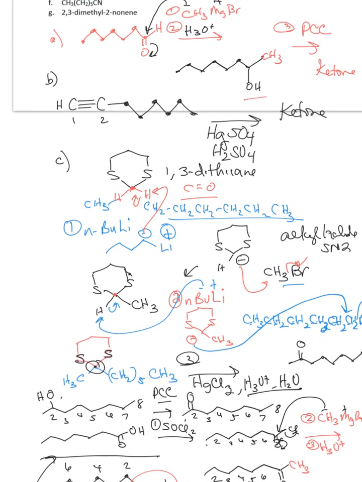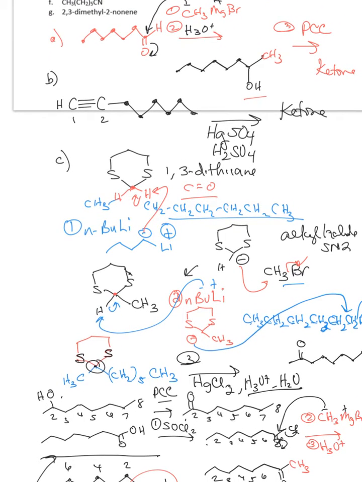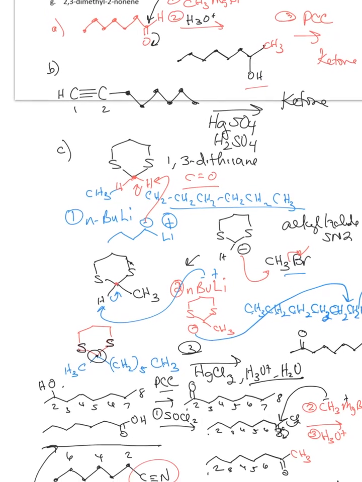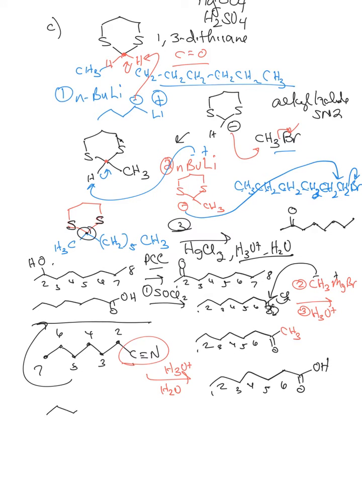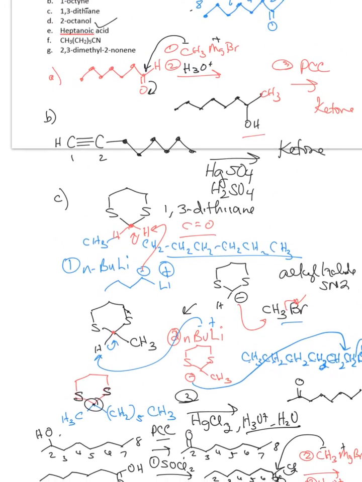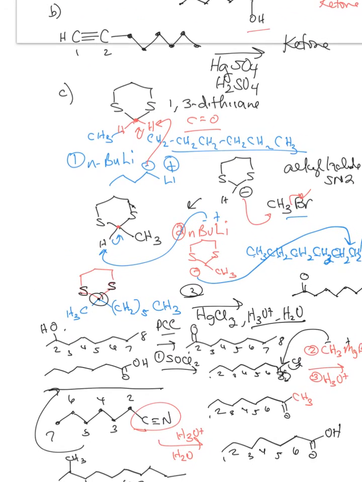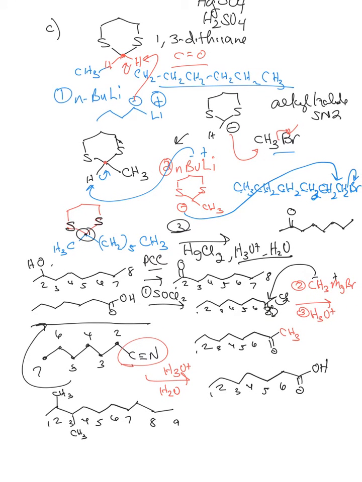And our last one is 2,3-dimethyl-2-nonene. See if I can remember that. 2,3-dimethyl-nonene. So 1, 2, 3, 4, 5, 6, 7, 8, 9. 2, 3. 2,3-dimethyl-2-nonene. Okay, 2-nonene. Okay, so that should be right.